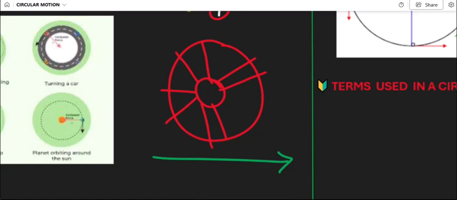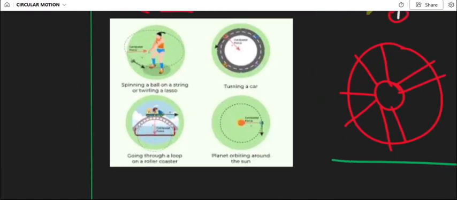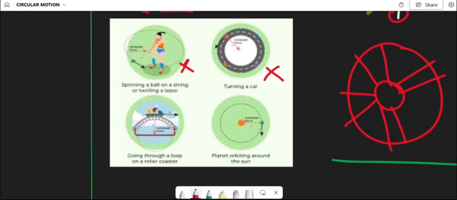So let's look at the picture I have here. In the picture I have somebody trying to spin a ball to perform a motion. For instance, spinning a ball on a string or twirling a ball around on a string. So this is a kind of circular motion. Another example is a car turning around a roundabout. Another example is a car moving on a roller coaster, that means on a bridge. And lastly, the planet orbiting around the sun is a typical example of a circular motion.